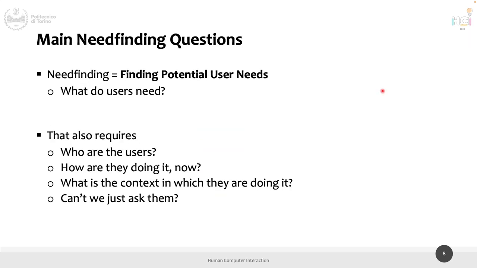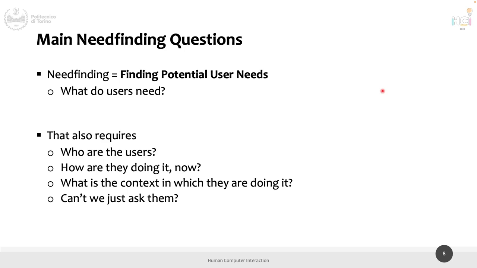So the main question behind need finding is, what do users need? That's easy, it's in the name. But to understand what the users need, we need to answer three other questions. Again, who are the users? How are they doing it now? What is the goal they want to accomplish, and what is the context in which they are doing it now? Again, who are the people? What is the goal? And what is the context?